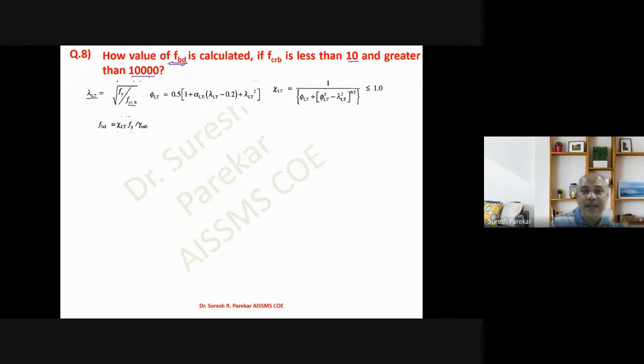Knowing lambda LP and alpha LT, we can find phi LT. Knowing phi LT, we will find XLT. And by XLT, we will get the value of FBD. So we have to use this formula when my FCRB value is less than 10 or greater than 10,000, because below 10 and above 10,000, values are not available in table number 13A and 13B, which are the locations for web buckling and crippling.